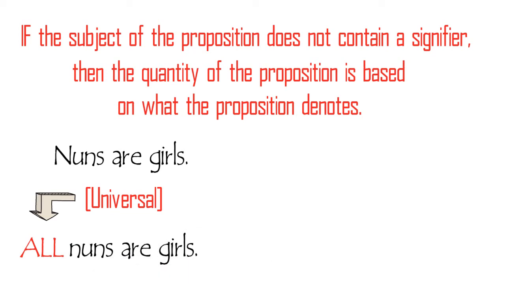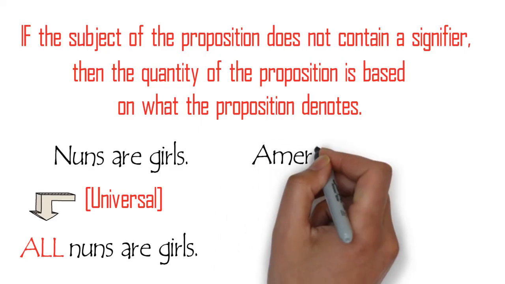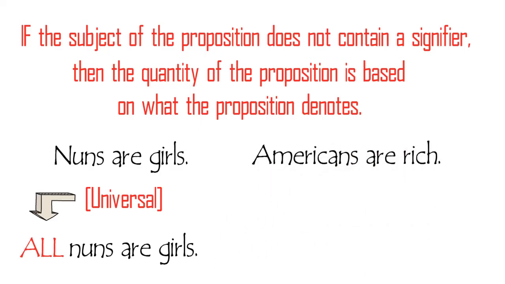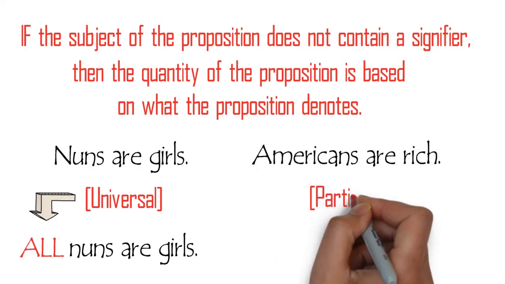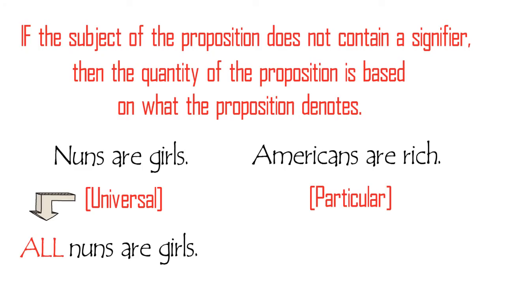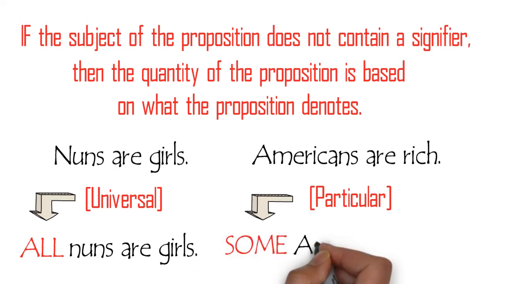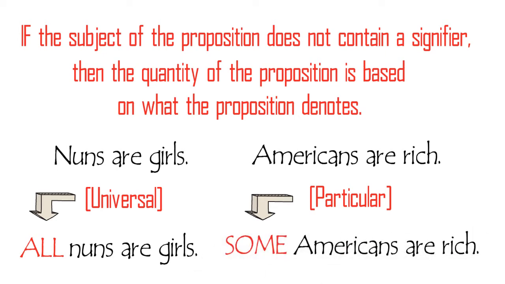Let's consider another example. Americans are rich. Obviously, this example denotes particularity because it's not sound to assume that all Americans are rich. Of course, many Americans are rich, but reason tells us that not all of the Americans are rich. Hence, this proposition can be translated as follows: some Americans are rich.